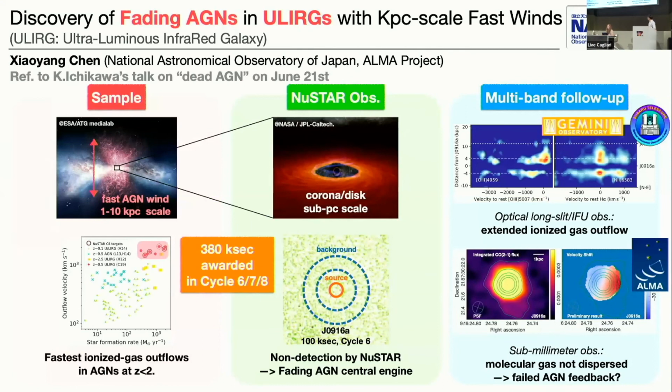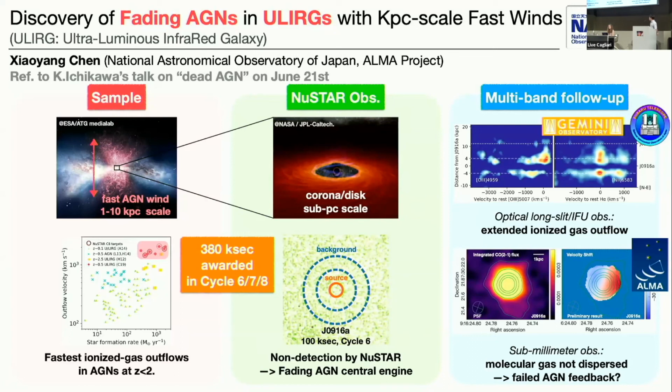Hello everyone. I'm Jiang Chen from the ARMA project, now in Japan. Today I will show our recent work. Usually, kpc-scale AGN wind is considered a signature of powerful AGN activity, and we select a sample with the fastest outflows at redshift lower than 2.